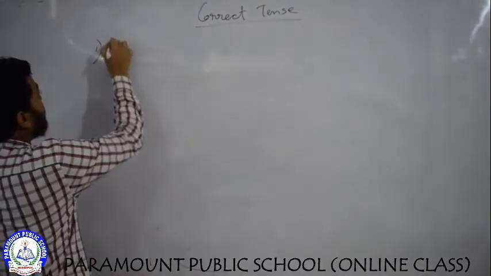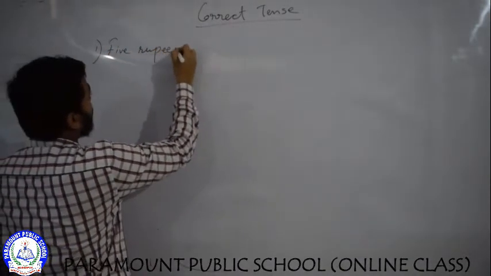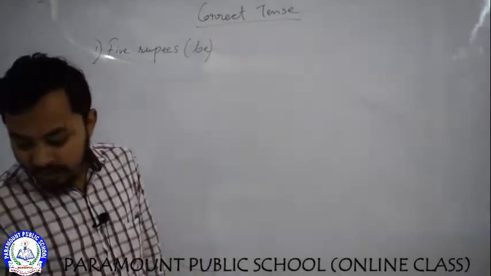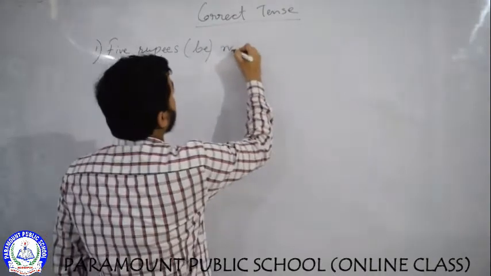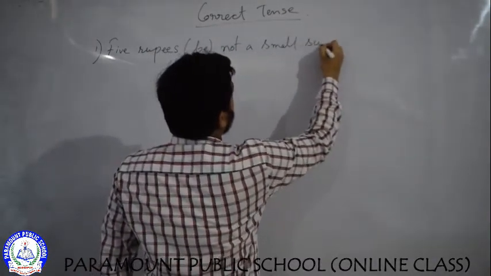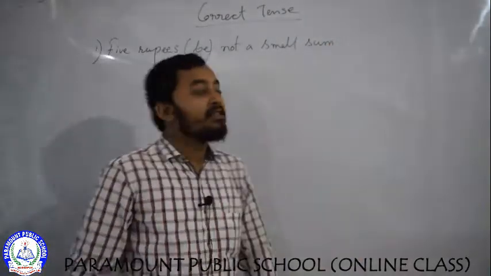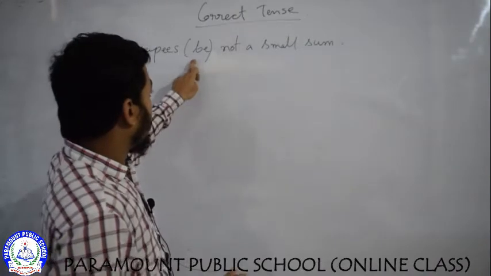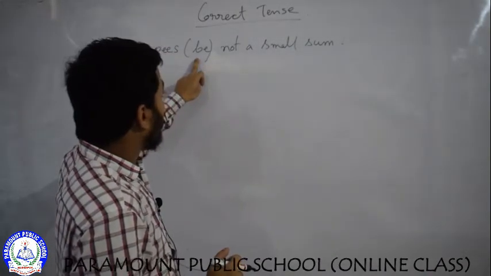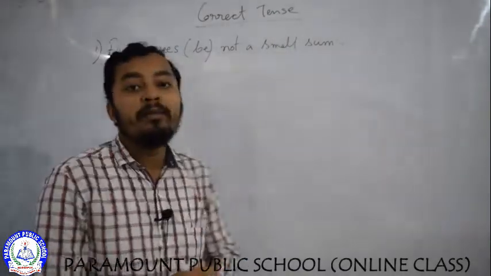Sentence number 1. ₹5 be not a small sum. This is the sentence. Now you are asked to make the correct form of the verb given in brackets.